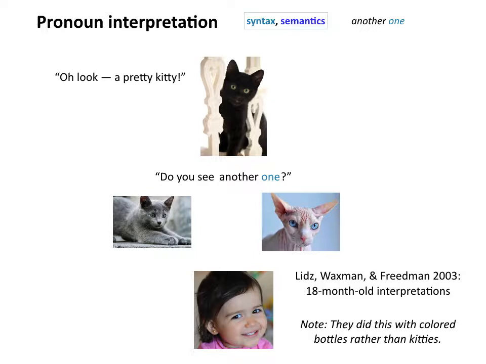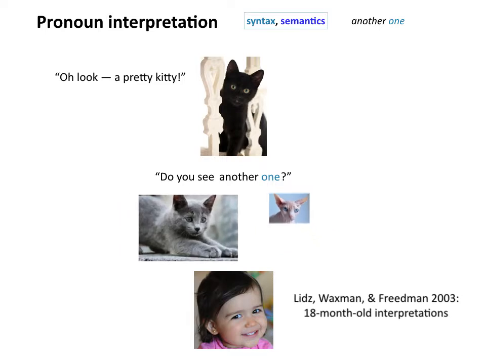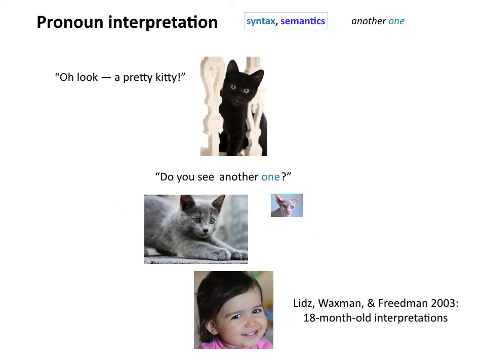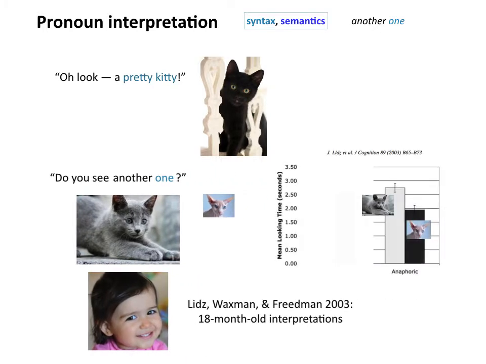But just to continue with our example here, we'll continue with kitties. Okay, so Lidz, Waxman, and Friedman said something like, "Oh, look, a pretty kitty. Do you see another one?" And then they saw where kids look. Did they look at the pretty kitty, or just the plain old not so pretty kitty? And they plotted this looking time, right? So that's what we see here on the right side. The anaphoric condition is how often did they look at the pretty kitty versus the not pretty kitty effectively. And you can see they look longer at the pretty kitty.